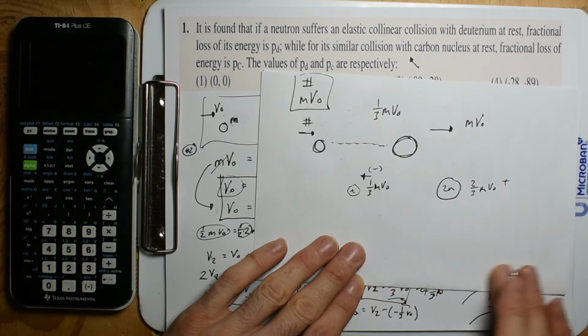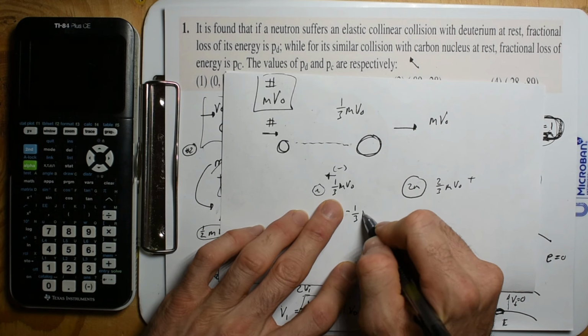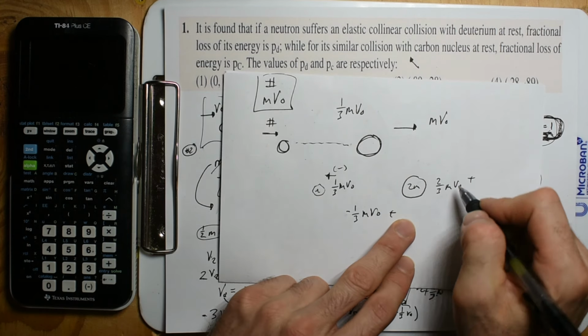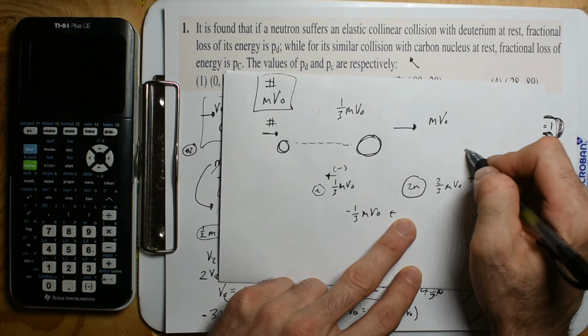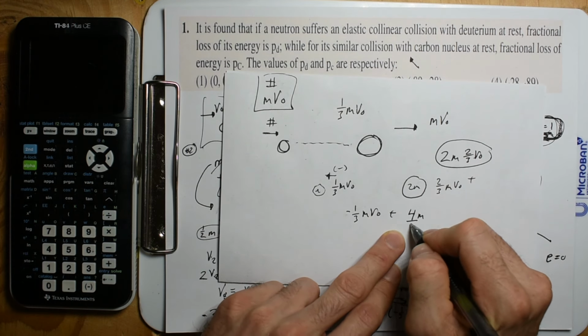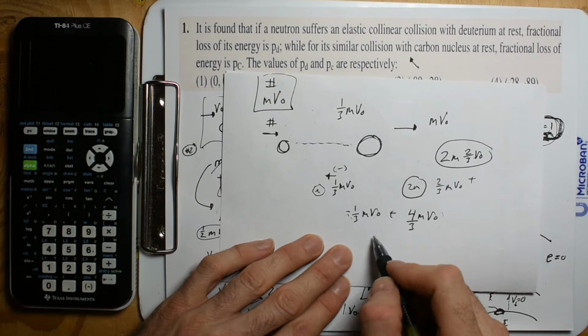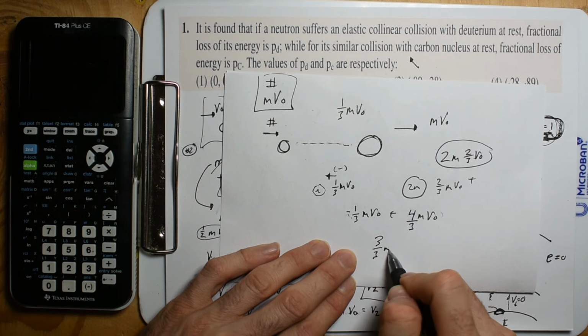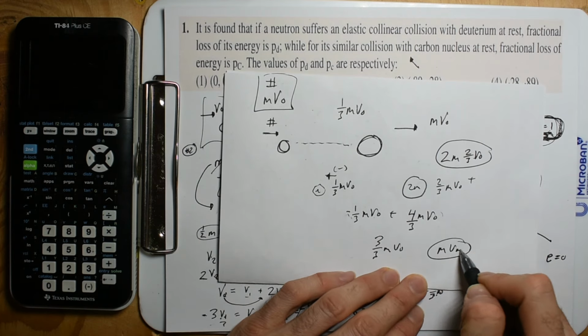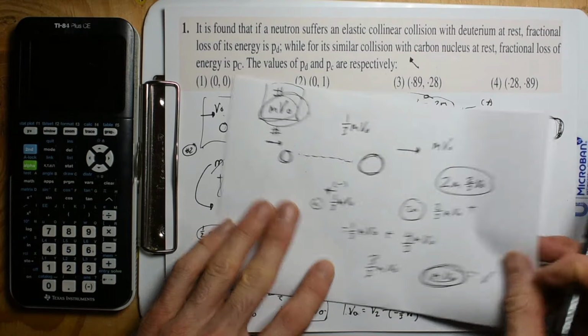Wow, yeah, I've not done a whole lot of these problems, but the total momentum is going to be, this one's going to be negative. We have negative 1/3 mv naught. And then we're going to add it to, the velocity on this is 2/3 v naught, but the mass is 2m. So we're going to multiply these together, and we're going to get 4/3 mv naught. So we have negative 1/3 mv naught plus 4/3 mv naught, and that gives us 3/3 mv naught, or just mv naught. So there you go. We have a check that the final momentum is equal to the initial momentum. Brutal.